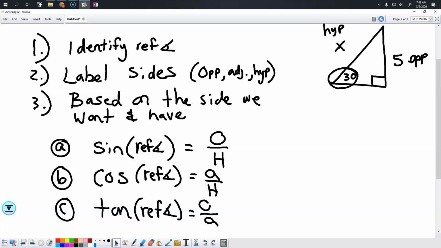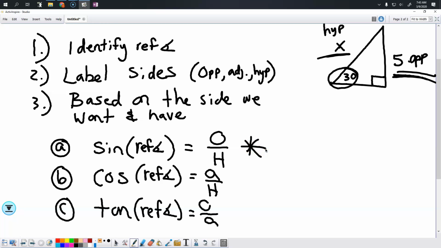And so based on the side you want, X, and the side you have, 5, you're going to pick one of these. Now, how do you know which one to pick? Well, you're going to pick the one that has the side you want and the side you have. So the side I have is opposite, and the side that I want is hypotenuse. Which of these ratios has opposite and hypotenuse in it? Sine. So that means we're going to use this one in this case.